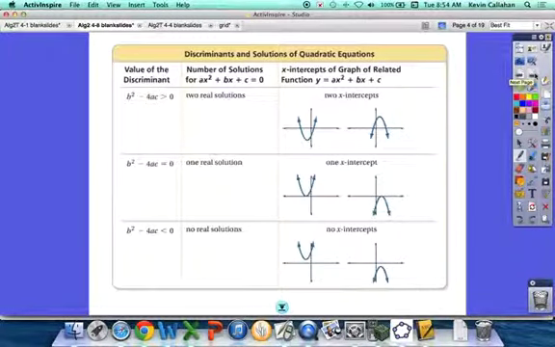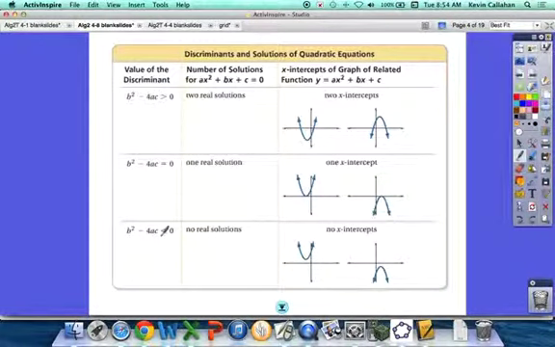But remember, this was the graphic that we looked at in the last section, that based on the discriminant, we could tell how many real solutions we would get, right? And we knew that if it was positive, we expected 2 real solutions. If it was 0, we expected 1, because if b squared minus 4ac is 0, that means you're taking the square root of 0, which is 0, and plus or minus 0 doesn't give you any different number. It's the same number both times, right?